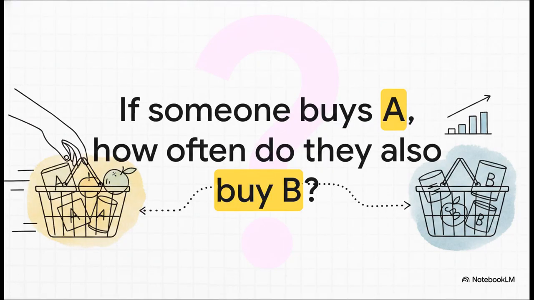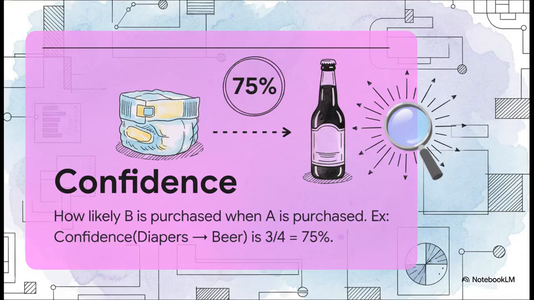Okay, so once we know a combination is popular, we have to dig a little deeper. The next question is all about reliability. If a customer picks up item A, how often does that actually lead to them also grabbing item B? And that brings us to our second tool, confidence. Confidence measures the strength of that connection. So a high confidence score, like the 75%, tells our detective, hey, this is a really reliable clue. When we see diapers, there's a very, very good chance we're going to see beer too.